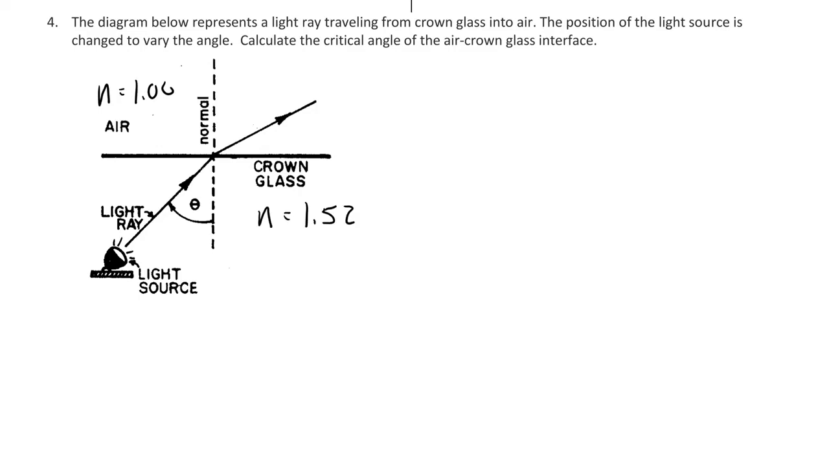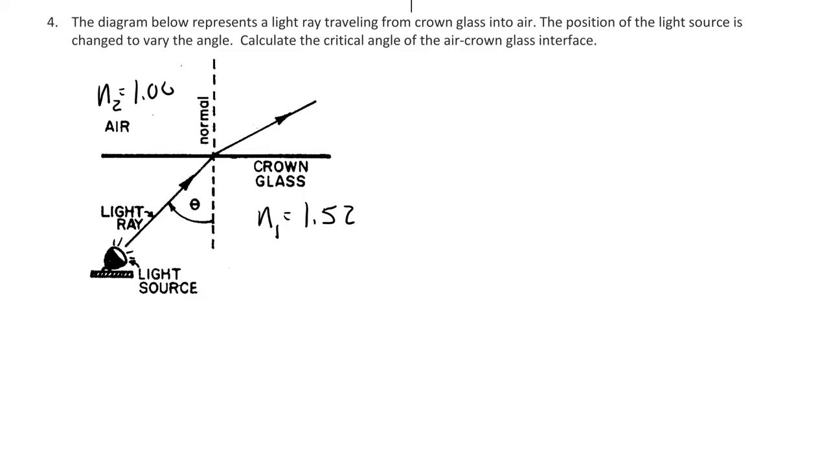Now, which one is n1 and which one is n2? In a lot of the examples, the one on top is normally n1. But it's not really what's on top or on bottom. It's what direction the ray is traveling, or where the ray starts. It starts in the crown glass and it goes into the air. So it's starting here. This is the first medium, n1, the crown glass, 1.52. And then the second medium it goes into is air. Okay, so good. We labeled n1 and n2.